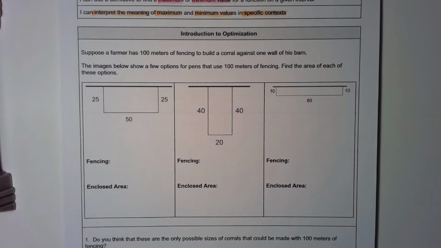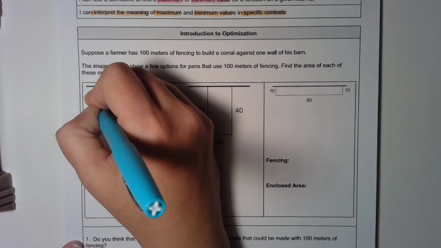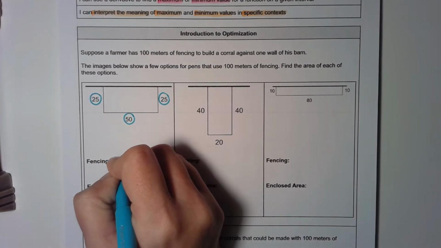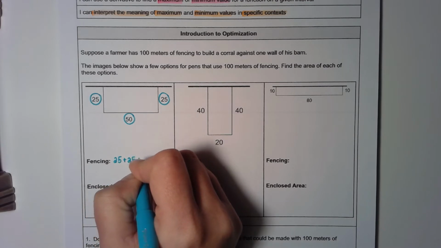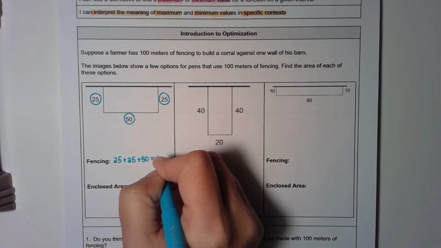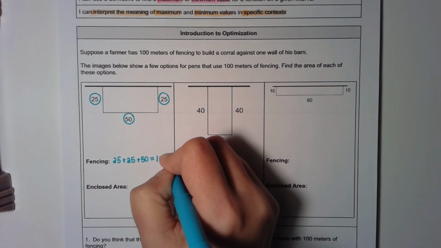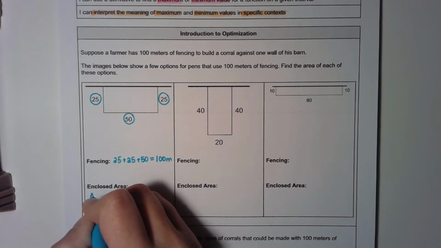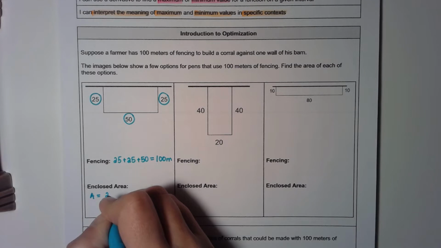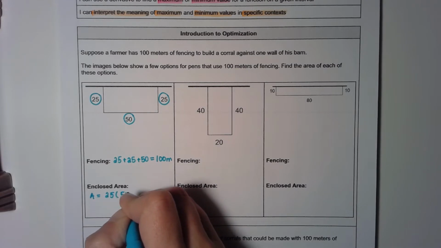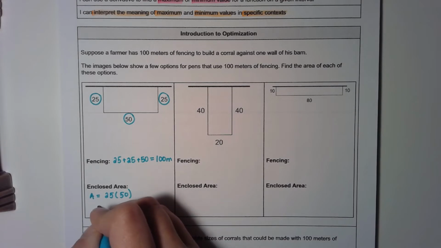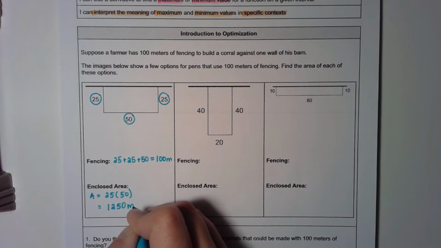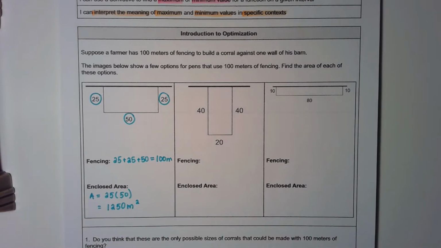So for option number one here, the amount of fencing would be 25 plus 25 plus 50. And 25 plus 25 plus 50 would be 100. So we are using 100 meters of fencing here. Now, to find the area that's enclosed, we would find the area of the rectangle. And the area of a rectangle is going to be length times width or base times height, whichever words you prefer, it doesn't really matter. Which means here I would get 1,250 meters squared enclosed within this rectangle.